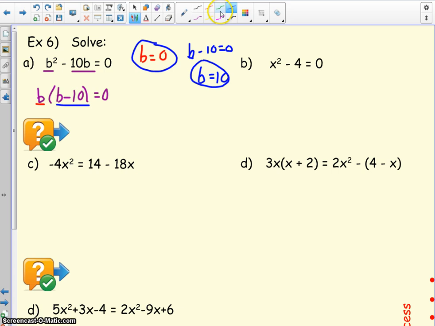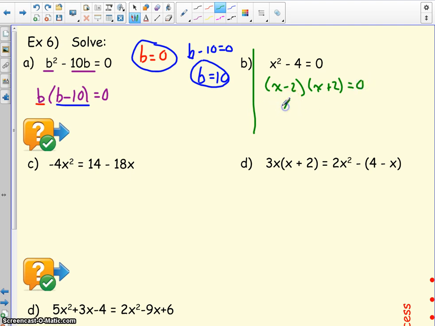Next, I have x squared minus 4 equals 0. There are two ways of approaching this one. First thing you can do, it's already all equal to 0, and you have standard form on the other side. So you can factor this if you want to. X squared minus 4 factors into x minus 2 times x plus 2. It's a difference of squares.